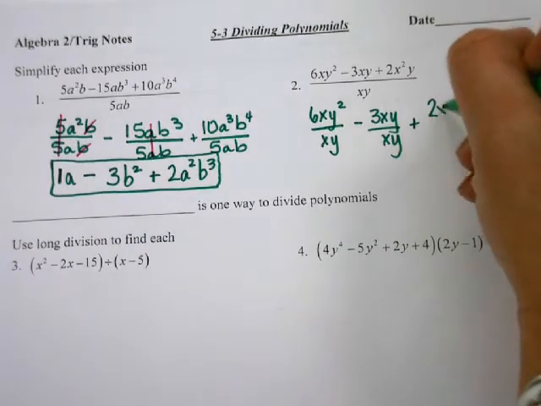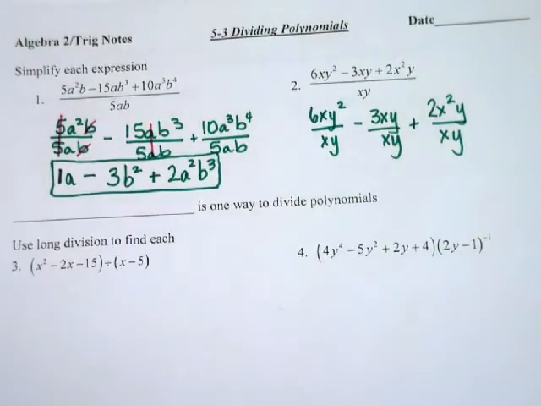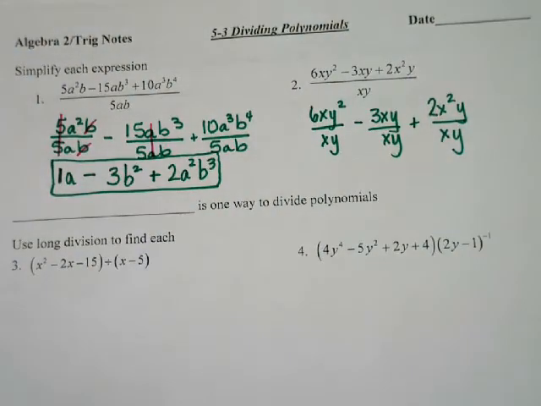Plus 2x squared y divided by xy. All right, you try it. See if you can simplify it.